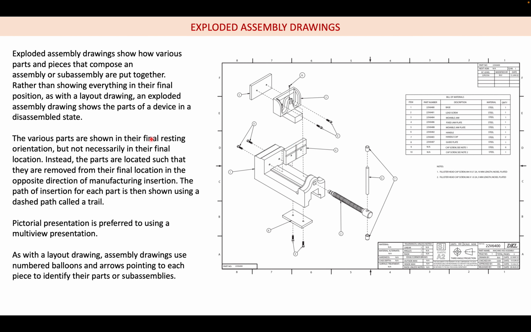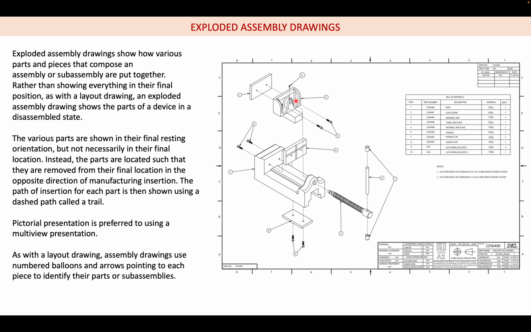The various parts are shown in their final resting orientation. The orientation is okay, but the final location is not. They are shown slightly away from their final location. For example, this number 4, which is the fixed jaw plate, is going to be fixed to this base, but it is shown slightly away. We draw dotted lines, which show how much distance it has moved away from the assembled location, so that you can see.